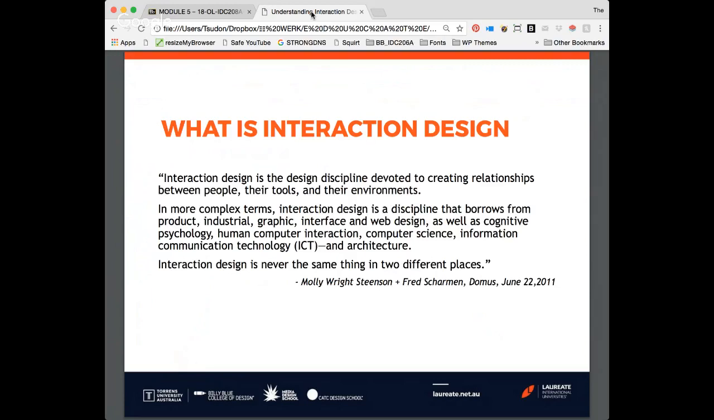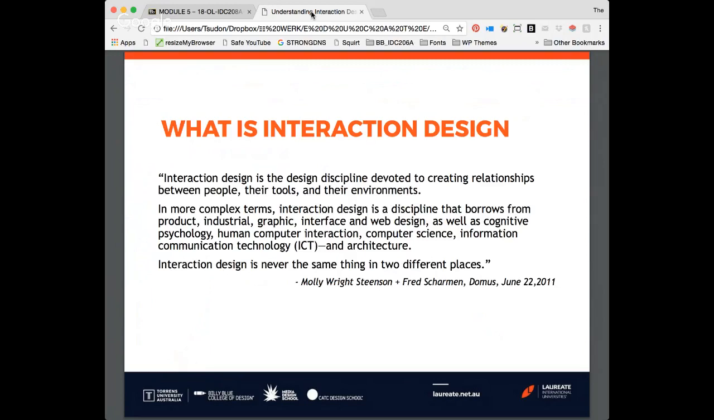And obviously interaction design happens largely in the digital realm, but it borrows from all sorts of disciplines like product design, industrial design, graphic design, interface and web design, as well as various elements of cognitive psychology, human interaction, computer science and so forth. So there's lots and lots of disciplines that interaction design actually draws from in order to gain this holistic understanding of how humans and systems interact to create a relationship and to achieve a set objective. So there's a lot that we can learn from interaction design in the world of architecture and the built environment.